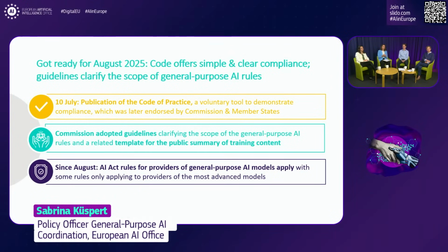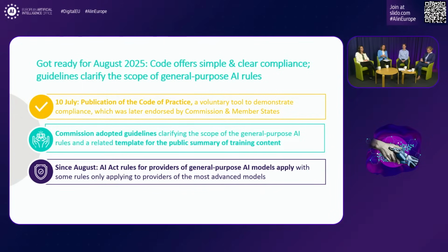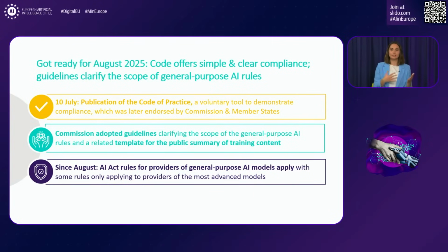So as Jordanka already said, since August 2025, AI Act rules for providers of general purpose AI models apply. And some of those rules only apply to providers of the most advanced models, the rules to assess and mitigate systemic risks. It was important for the Commission to ensure that industry receives the support they need to actually comply with those rules. So we want to make it simple for them.